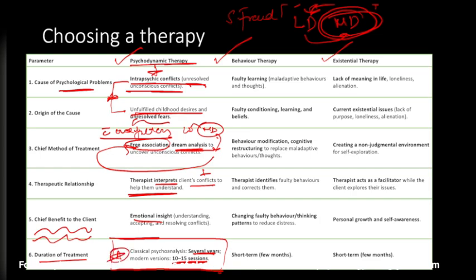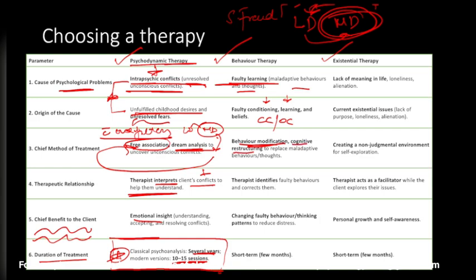Then coming on to behavioral therapy. Psychodynamic therapy says that the root cause of psychological problems is intrapsychic conflicts. But behavioral therapy says that it is due to faulty learning of maladaptive behaviors and thoughts. They say that the origin of these is faulty conditioning, which can be of two kinds, classical conditioning and operant conditioning, and also the learning of faulty beliefs. And the chief methods here are behavioral modification and cognitive restructuring.